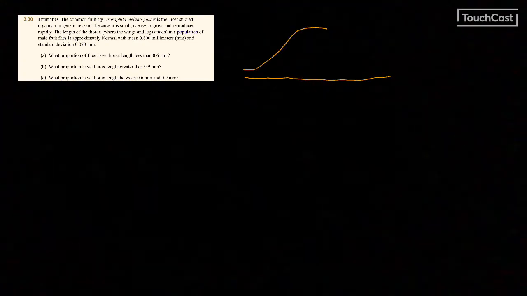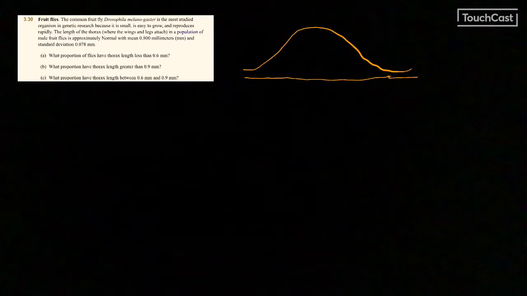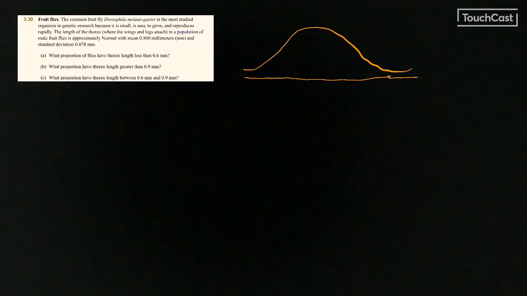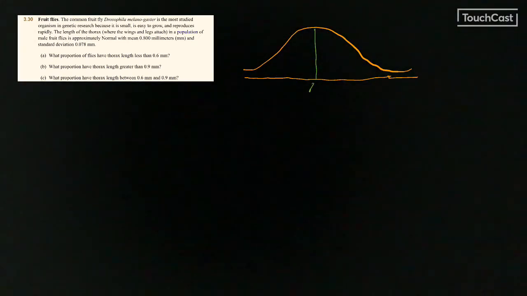So this is a common fruit fly. They were measuring the length of the thorax in male fruit flies, and they determined that the curve was relatively normal. So right then and there, I'm just going to draw it out, the normal curve. And they said that the mean was 0.8 millimeters, and the standard deviation is 0.078. So let's put that information in. Here's the mean, and they're saying that that is 0.8.